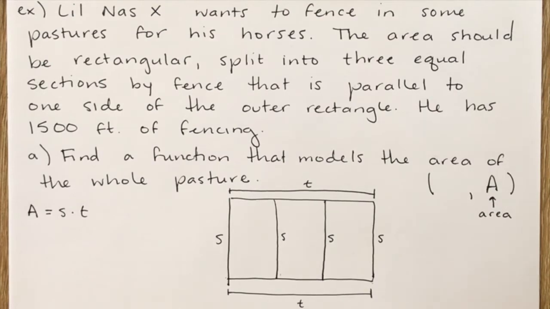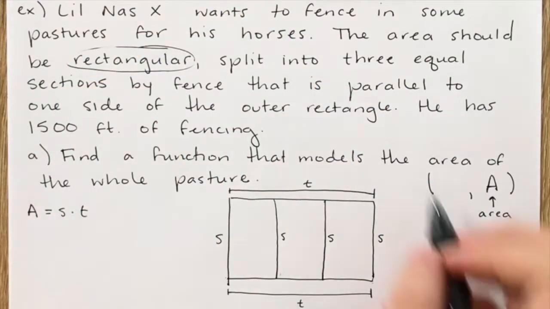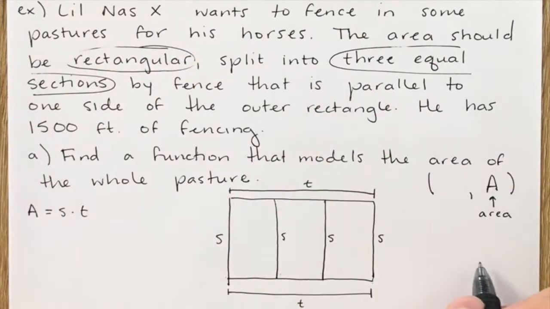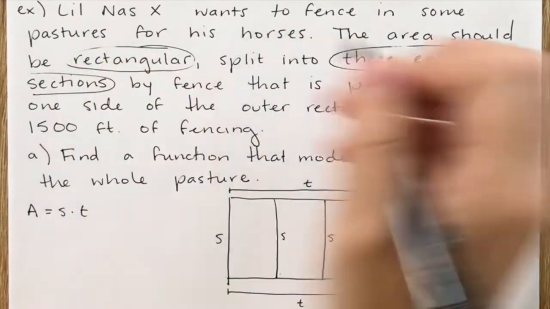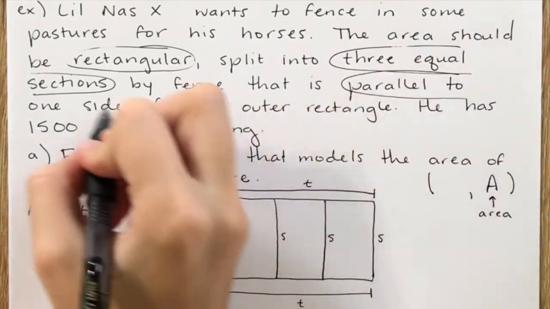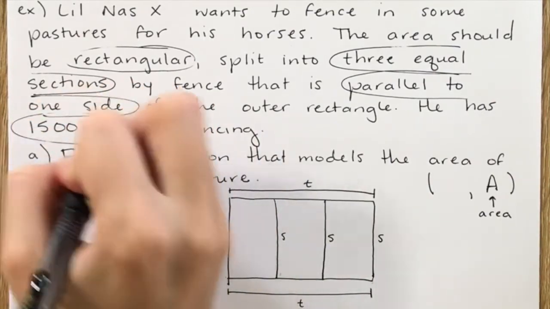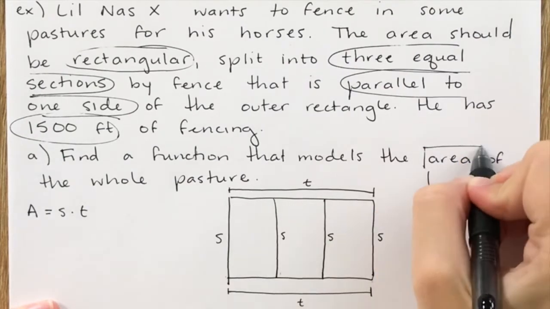What do we know? I forgot to circle the important things. Rectangular, we want to split into 3 equal sections, so that's 1. And fence that is parallel to one side of the outer rectangle. So I'm going to circle parallel to one side. And then last but not least, 1,500 feet of fencing is definitely important. We're looking for area here.